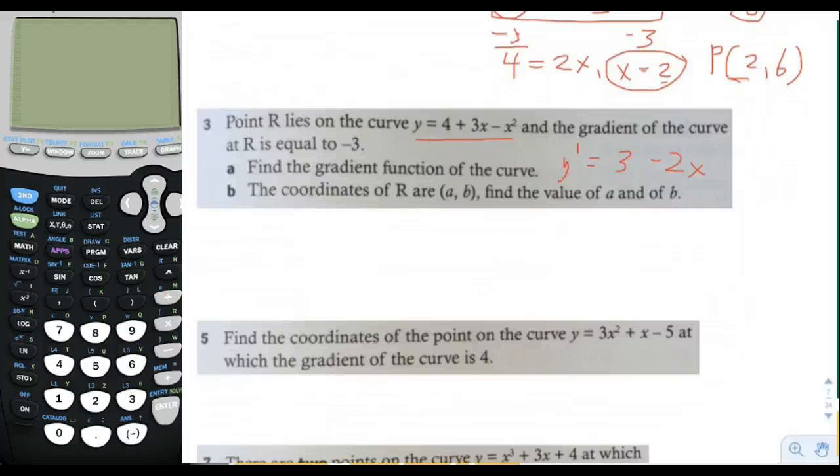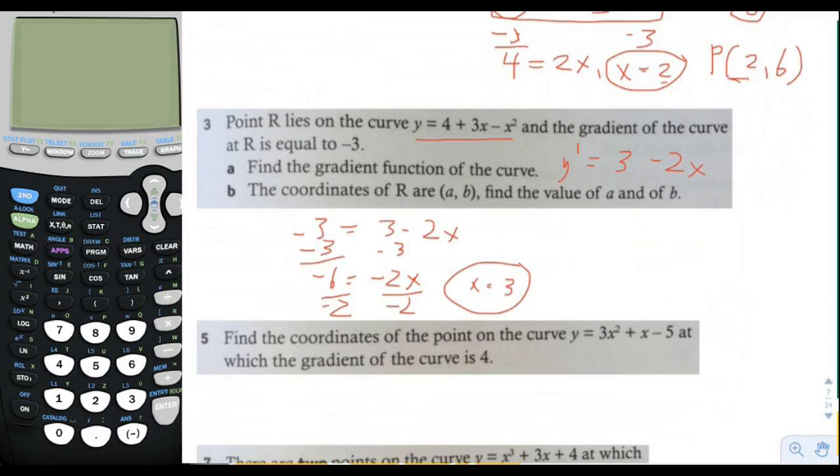Now, they want to know when the gradient is negative 3. So when is y prime negative 3? Well, what x makes that true? Let's subtract 3 from both sides. We'll get negative 6 equals negative 2x. Then we divide both sides by negative 2, and we get x equals 3, since negative 6 divided by negative 2 is 3. So we know that the x-coordinate of point R is 3.